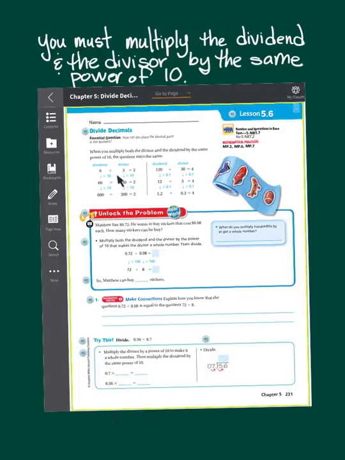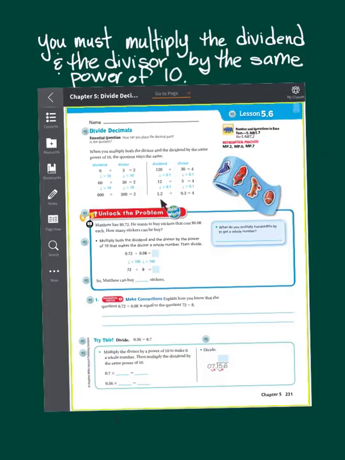So here, 6 divided by 3 equals 2. If you multiply them by 10, you'll have the same power of 10. So 60 divided by 30 gives 2, which is the same as 6 divided by 3 equals 2. If I divide 600 by 300, I'm going to get 2. Same with over here: 120 divided by 30, you're still going to get the same number, 4.